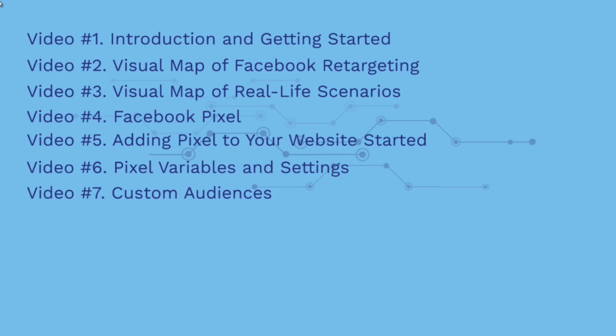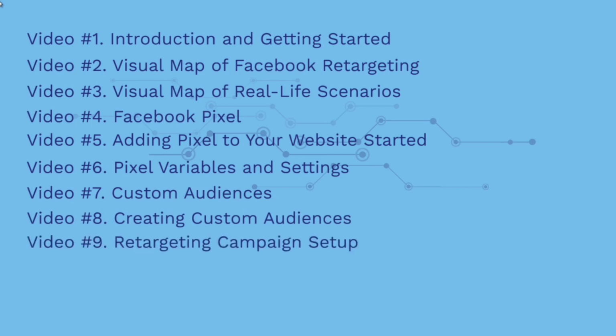Video number 7, we're going to talk about custom audiences, which are essentially lists or segments of people that you have targeted. When you create your Facebook ad, you can then target that specific custom audience and show that specific ad to that audience. Then in video number 8, we'll have some practical application and show you how to create these custom audiences. And last but not least, video number 9, we'll talk about retargeting campaign setup.